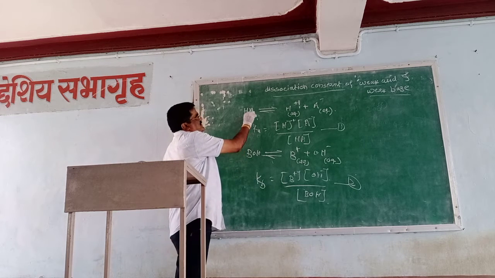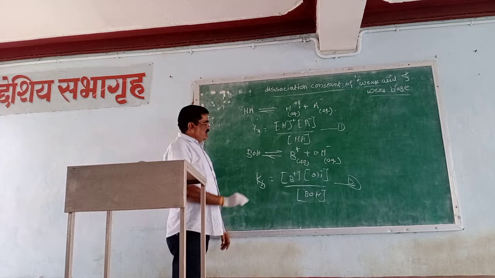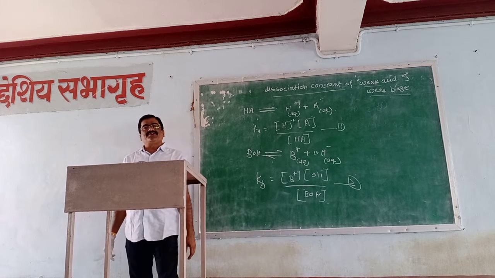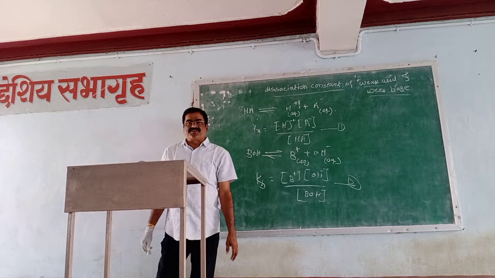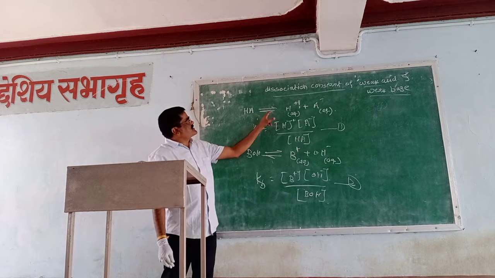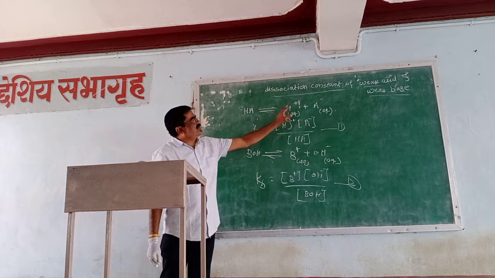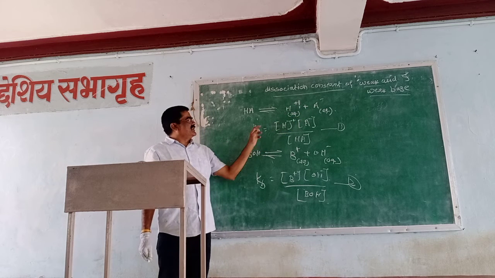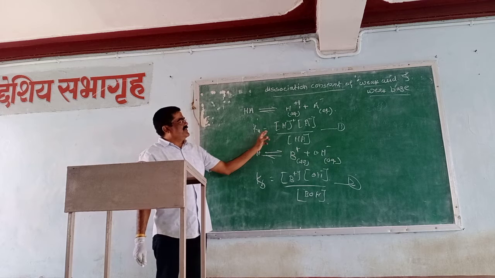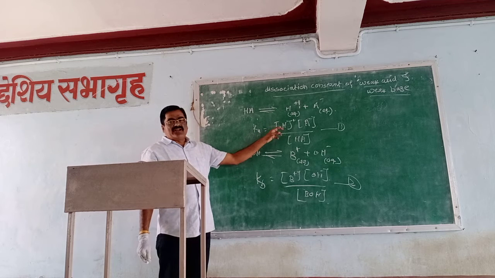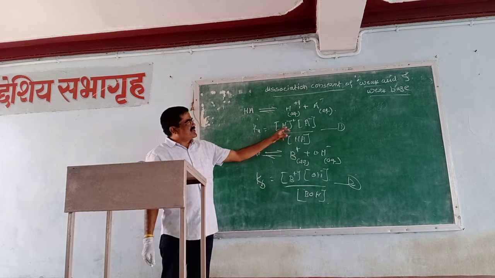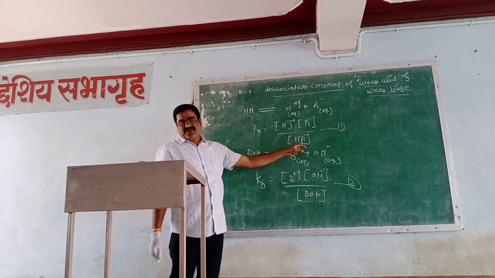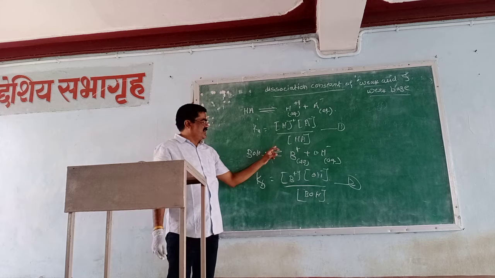Suppose for example we have taken HF as the weak acid and BOH as the weak base. The dissociation of weak acid HA in water will be represented this way: HA gives H plus plus A minus in the aqueous medium, and the dissociation constant Ka is equal to, at the equilibrium position, the molar concentration of H plus into the molar concentration of A minus divided by the concentration of HA.